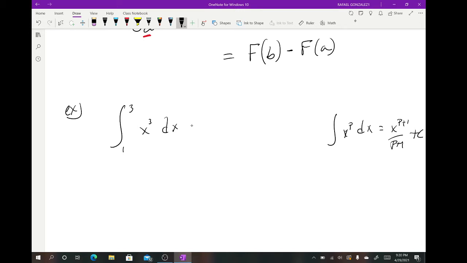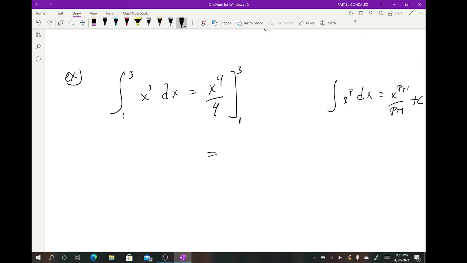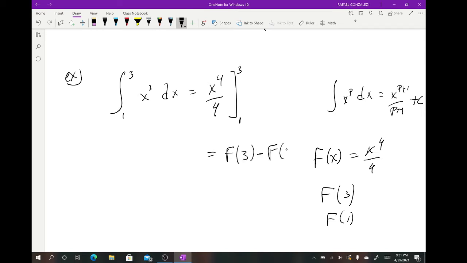So here, this is equal to x to the 3 plus 1, which is 4, divided by 4. And because this is a definite integral, I'm evaluating this from 1 to 3. So now, in this problem, capital F of x is equal to x to the 4 over 4. And I'm going to be plugging in 3 and 1. So that's what's going to be happening here. I'm going to do F of 3 minus F of 1.